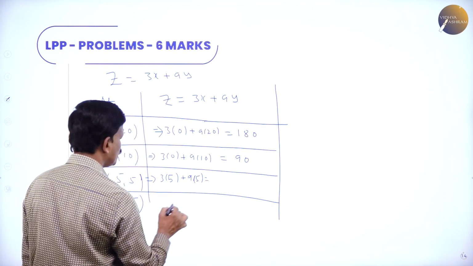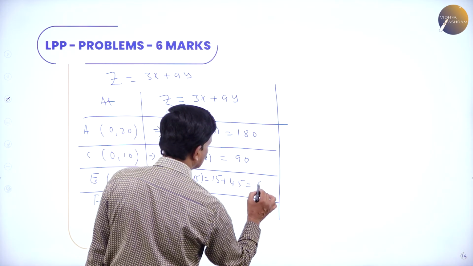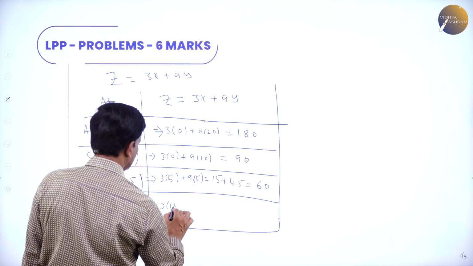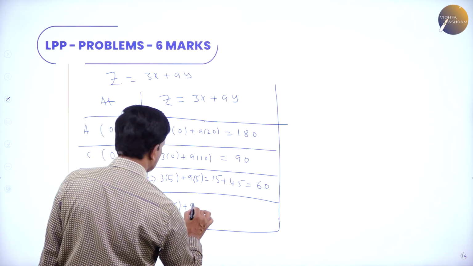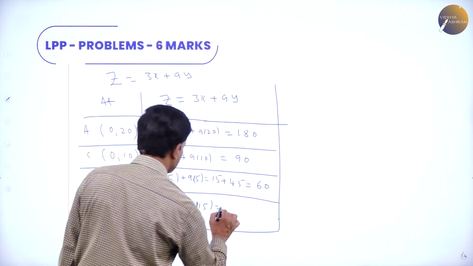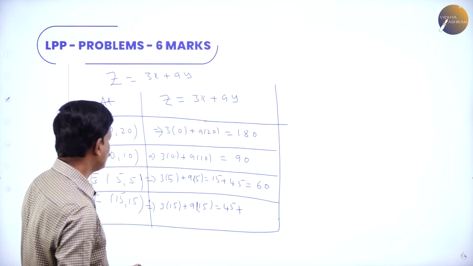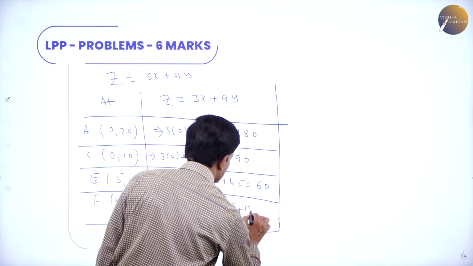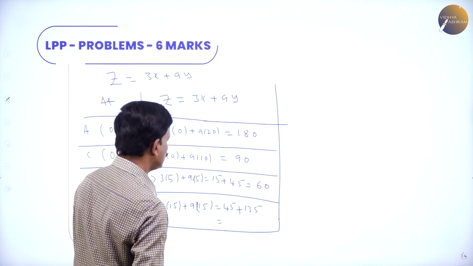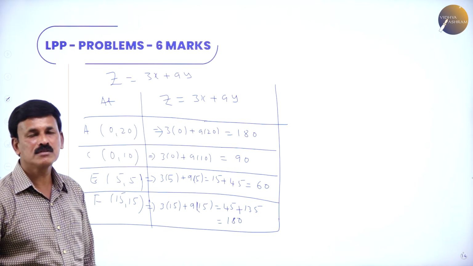For E, 3 into 5 plus 9 into 5. What is this equal to? 5 3s are 15 plus 9 5s are 45. This is equal to 60. What is the last one? 3 into 15 plus 9 into 15. 15 3s are 45 plus 15 into 9, which is 135. So that is equal to 135 plus 45, which is 180. These are the values.